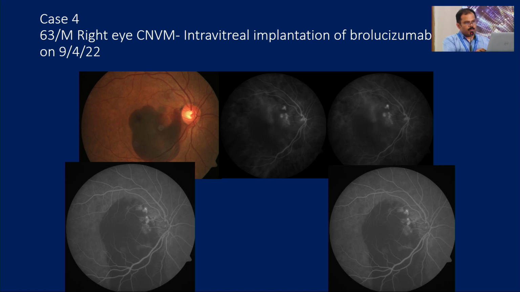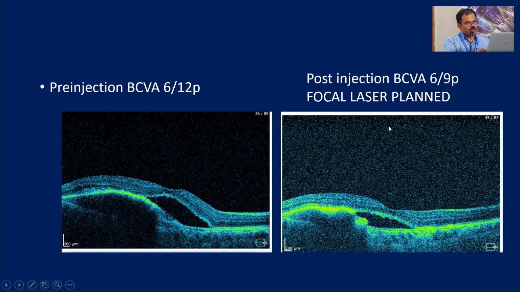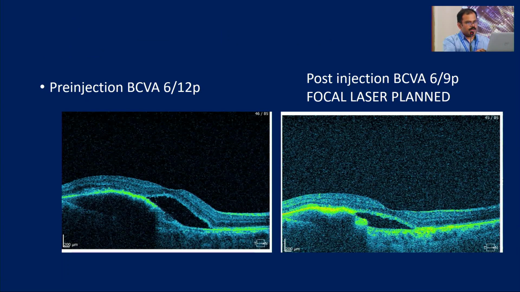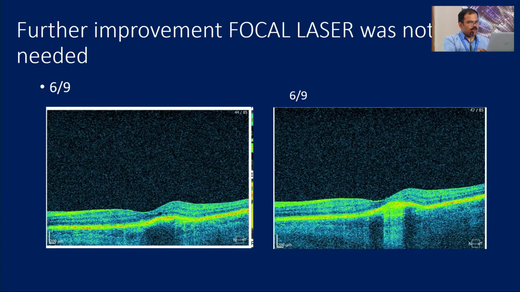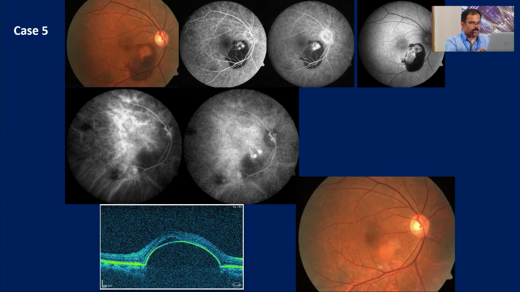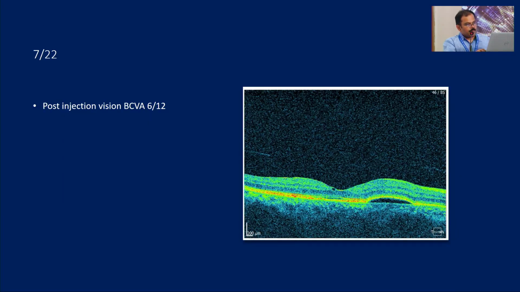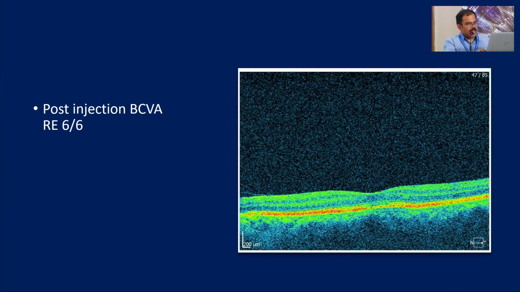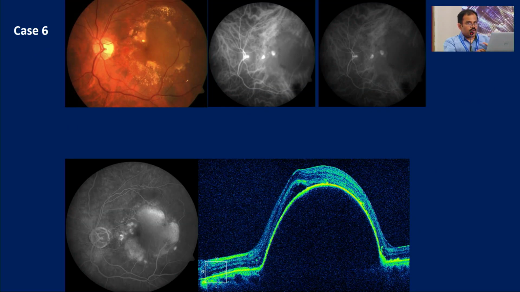This is again a 63-year-old with CNVM and a submacular bleed, with intravitreal brolucizumab in April. You can see the polyps right here. The pre-injection vision was 6/12, and it improved to 6/9. Finally, we had planned a focal laser, which did not need to be done because there has been no fluid over the last so many months. So this is another case with a large pigment epithelial detachment and a subretinal bleed. The post-injection visual acuity is 6/12 here, and then it improved to 6/6.